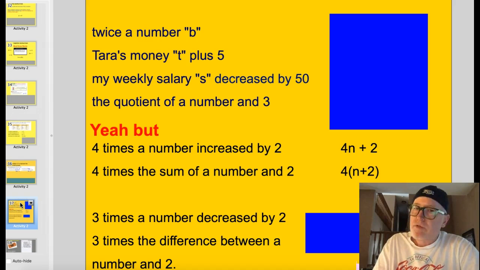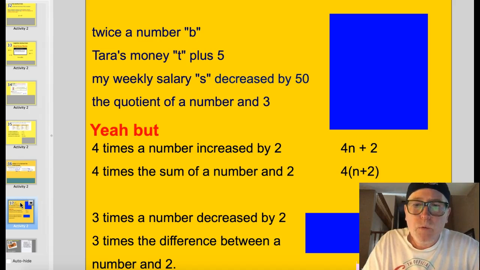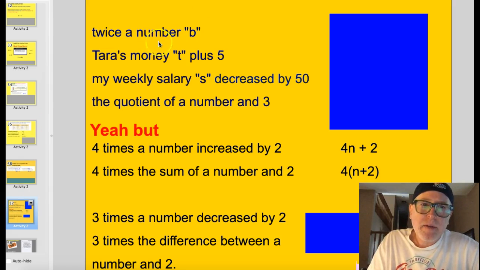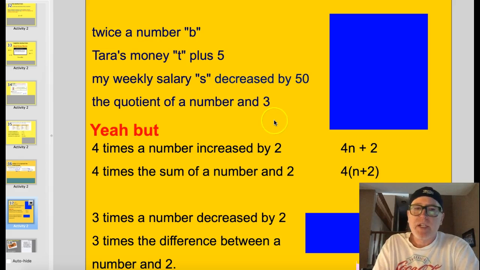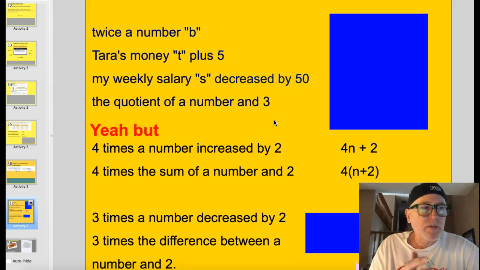Okay, let's try 4 more. And then we'll get to the yeah buts. So we have twice the number B, Tara's money plus 5, my weekly salary S decreased by 50, and the quotient of a number and 3. Try those.